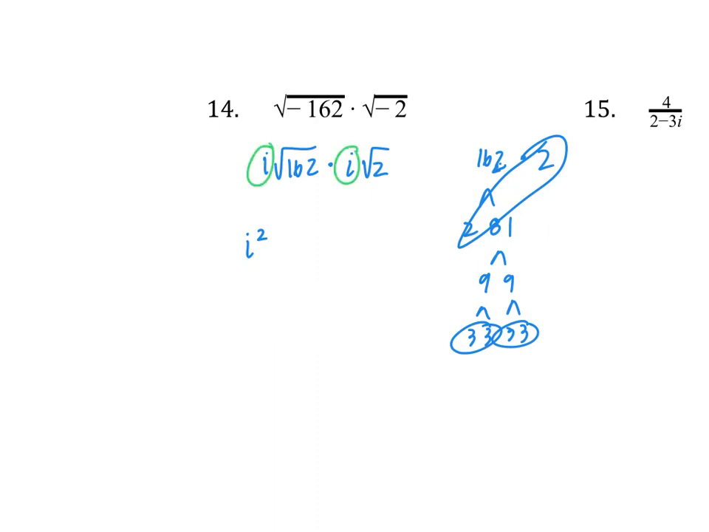And then I also know that I could bring out the 3, and then another 3, and a 2. So 3 times 3 is 9, times 2 is 18. I've got 18i squared. I know that that's going to be negative 18 because that's 18 times negative 1. Okay, so that would be how I would simplify those.